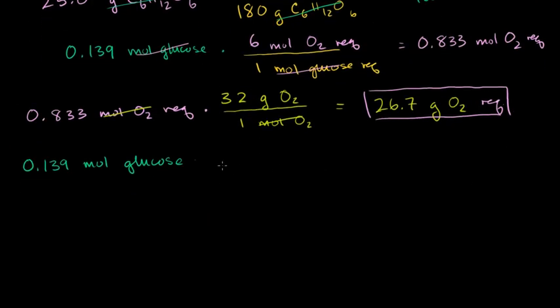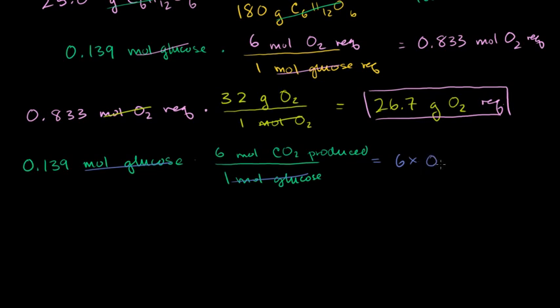So let's write that. For every 1 mole of glucose, you're going to have 6 moles of CO2 produced. We just got that directly from the equation. And I wrote it this way instead of 1 over 6 because I wanted to cancel out the moles of glucose. Moles of glucose in the numerator, moles of glucose in the denominator. So that cancels out, and this is going to be equal to 6 times 0.139 moles of CO2 produced.